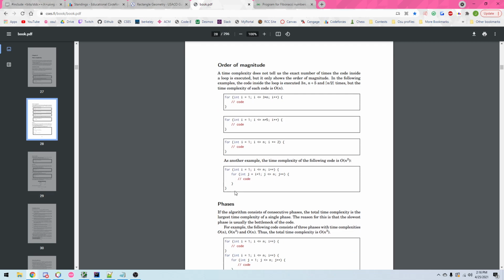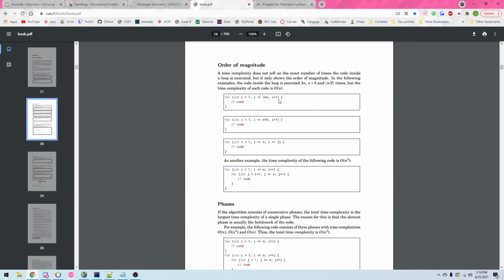And then they give you another example here. This is still O of n squared, and instead of starting j at 1, it starts from i plus 1. So you have a lot fewer operations than if j started at 1, but it's still calculated as O of n squared.